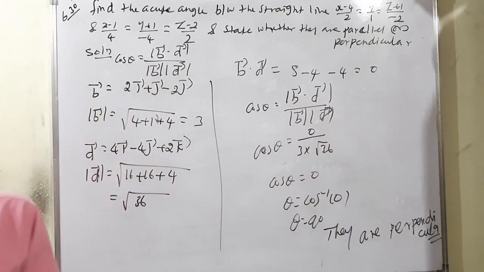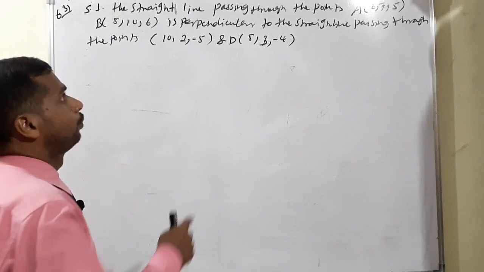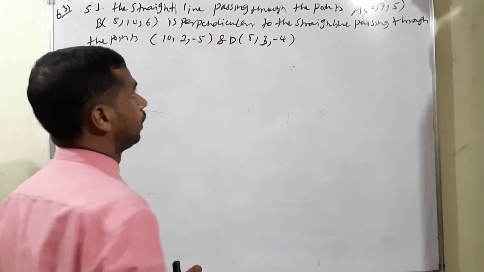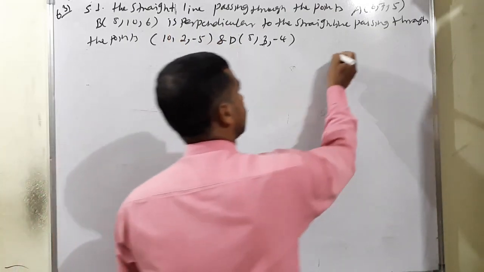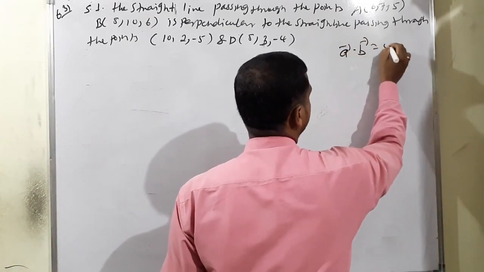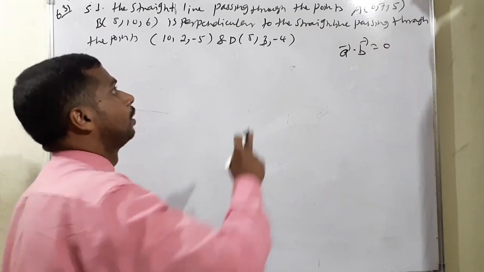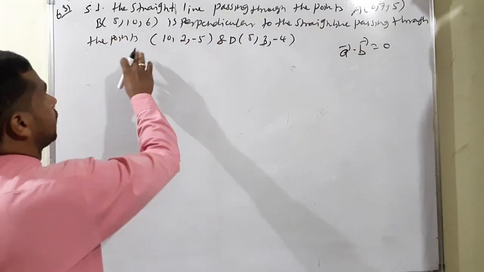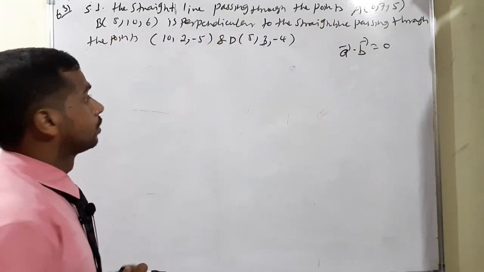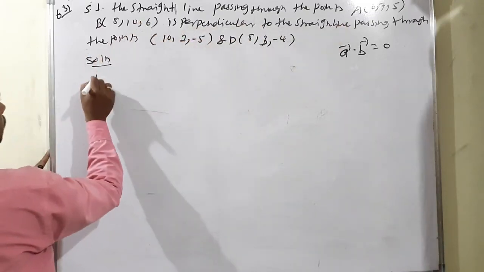Okay, I will continue with the next example. Moving to example 6.31: show that, we have to prove that the points are perpendicular to the straight line. We already know that perpendicular means A vector dot B vector is equal to 0, so we can write A vector is perpendicular to B vector. Definitely 4 points are there. First 2 points consider for B vector, second 2 points consider for D vector. So look at the solution: direction ratio of A and B.